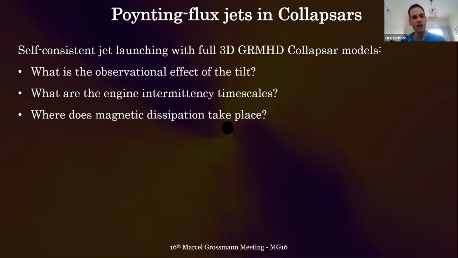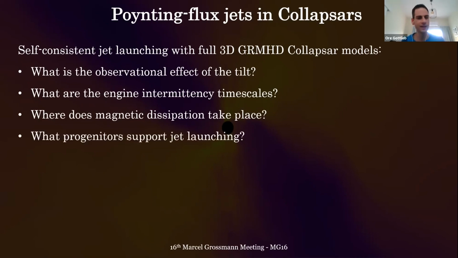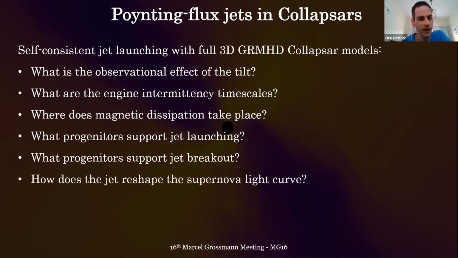This is something that can be directly addressed with this type of simulations, without inferring the intermittency just from observations of the prompt emission. Where does the magnetic dissipation take place? As I showed you, it looks like it's taking place at the collimation nozzle, and this of course has profound implications for the emission of the jet in the prompt emission if most of the magnetic energy is dissipated already deep inside the star. What type of progenitors support jet launching? We find that some progenitors support jet launching, some do not, and interestingly, some support jet breakout and some do not. These are two different questions, and it seems like some progenitors have their own preference when it comes to jet launching and breakout.